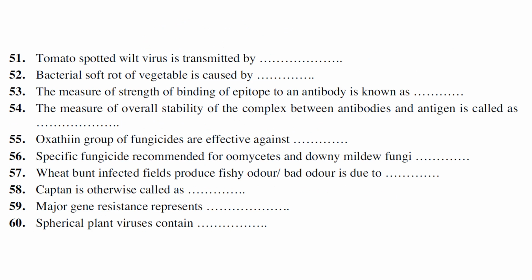Tomato spotted wilt, again same. Tomatoes, oh, this is different. Okay. Tomato spotted wilt virus is transmitted by, it starts with the T. T means thrips, like that you can remember. Tomato spotted wilt, TSW, which is transmitted by Thrips tabaci.